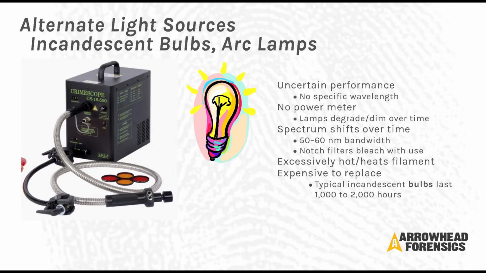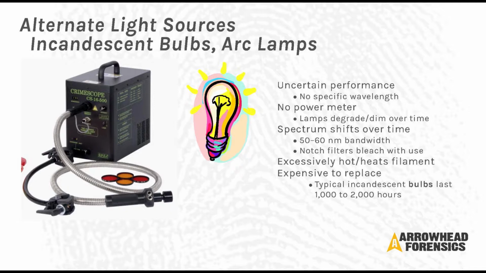So you have leakage on the outside with light coming in. So it's not specific. There's no power meter on a lamp. When was the last time you knew that your light bulb was getting ready to burn out? It doesn't really tell you when it's going to burn out, it just burns out, right? So we really don't have a power meter. So the lamps degrade or dim over time.